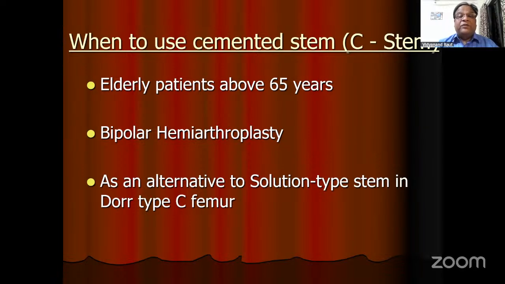The cemented stem is also used as a very viable alternative to the type C femur, the Dorr type C femur. Instead of doing a solutions type stem, which has its own set of problems, we can do a cemented stem. The conical stem may not work there. The tapered wedge stem definitely will not work there. So that's why a cemented stem is a viable option in such patients.